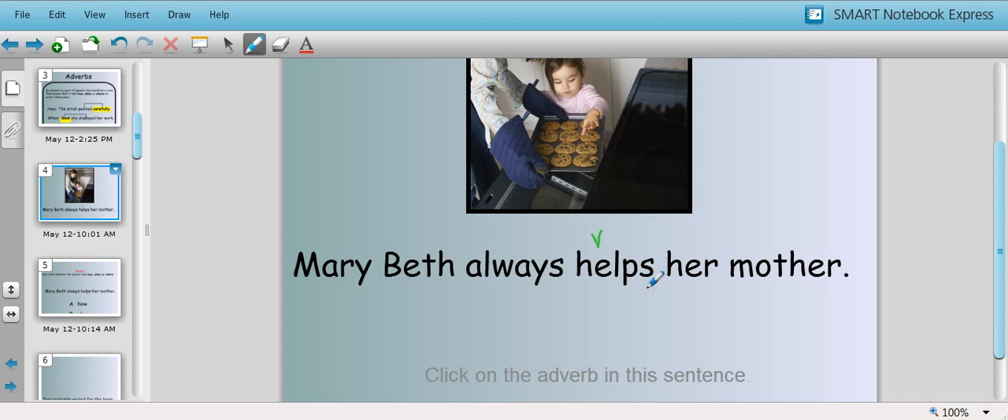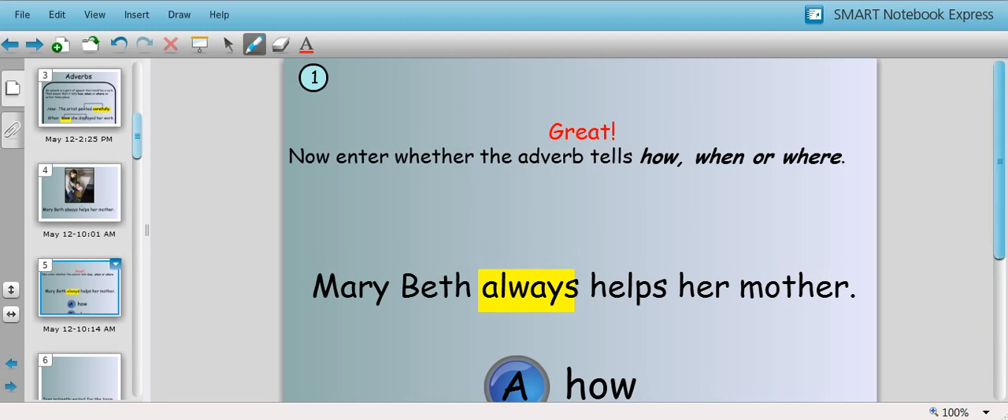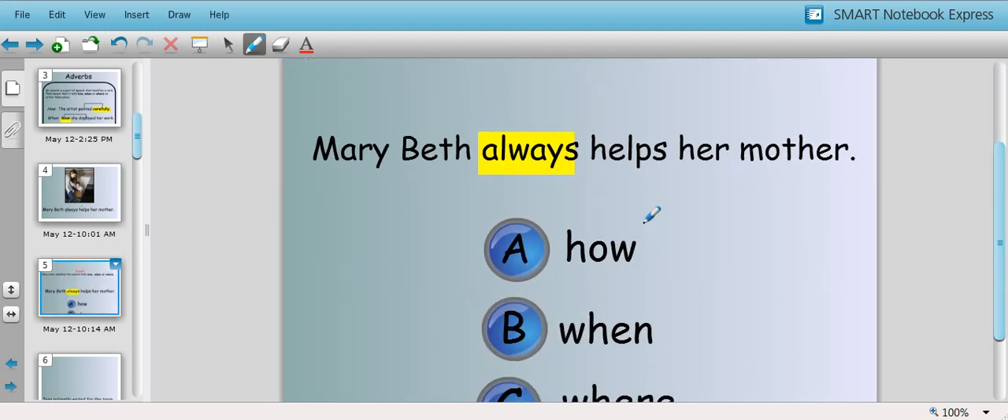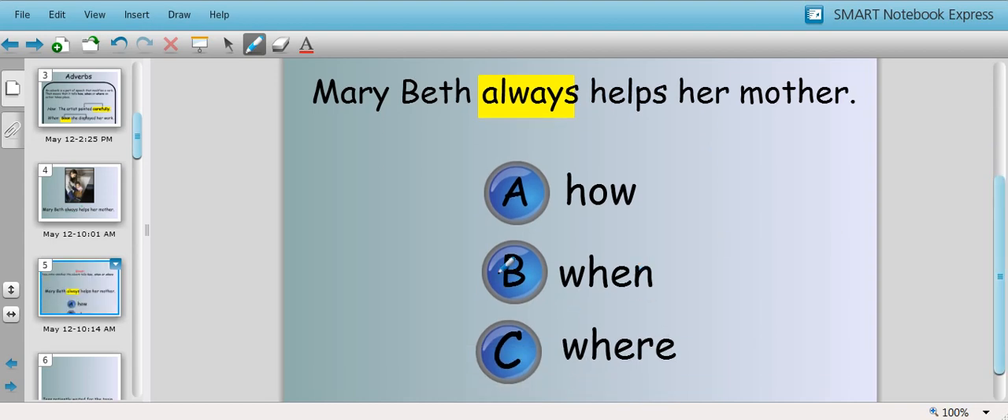Now always tells us either when, where, or how. Always tells us when Mary Beth helps her mother, which is always. And we'll go to the next slide here. And you see where they have always highlighted. So always was our adverb. And it modified helps by telling us when.